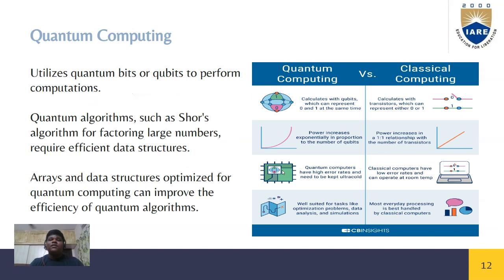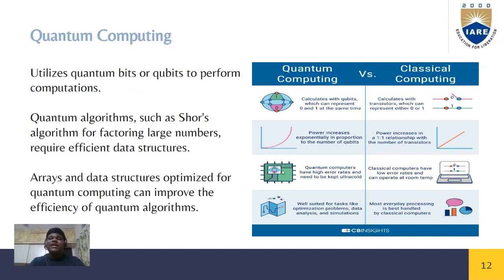Quantum computing utilizes quantum bits or qubits to perform computations. Quantum algorithms such as Shor's algorithm for factoring large numbers require effective data structures. Arrays and data structures optimized for quantum computing can improve the efficiency of quantum algorithms.